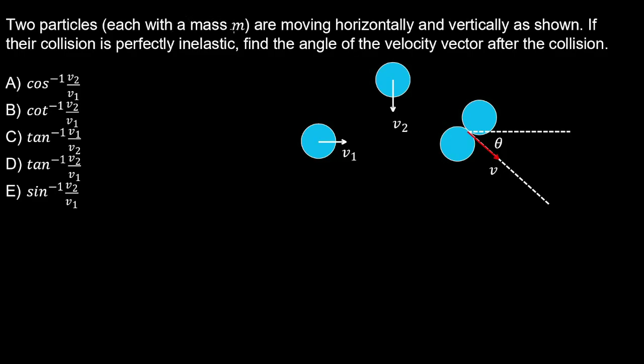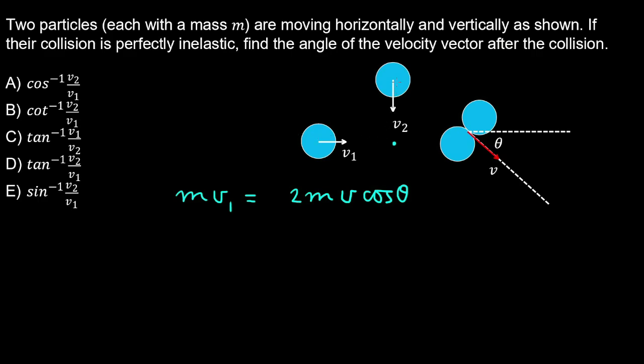Two particles each with a mass m are moving horizontally and vertically as shown. If their collision is perfectly inelastic, find the angle of the velocity vector after the collision. So applying a conservation of momentum in the horizontal direction, we have the mass times velocity 1 is equal to the mass of both particles, which stick together after a perfectly inelastic collision and move off at some velocity. And in the horizontal direction, we have v cosine theta.